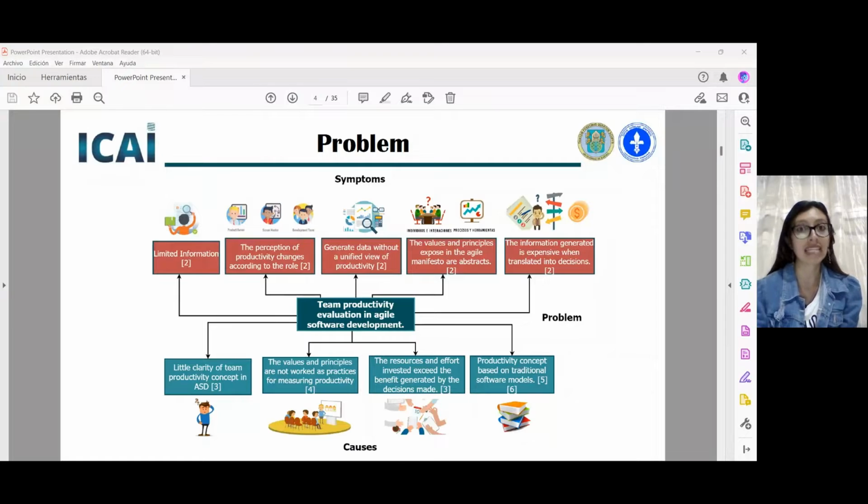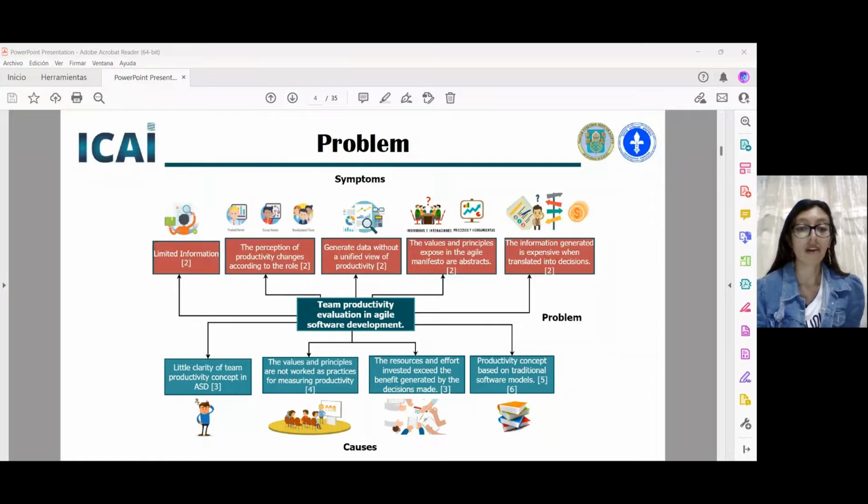Therefore, we identify the next problem. How to evaluate the team productivity in agile software development? The symptoms identified are limited information about team productivity in agile software development. The perception of productivity changes according to the role. Teams generated data permanently without a unified view of productivity. The values and principles exposed in Agile Manifesto are abstract to measure team productivity. The information generated by team is expensive to be translated into decision.